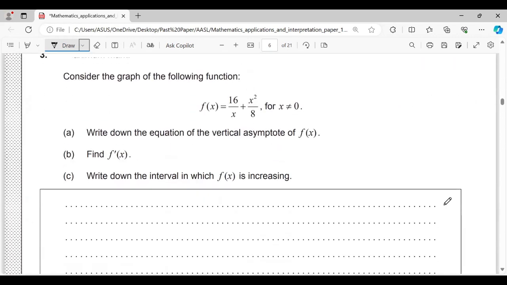Consider the graph of the following function f(x). Write down the equation of the vertical asymptote of f(x). Find the derivative of f(x). Write down the interval where f(x) is increasing.